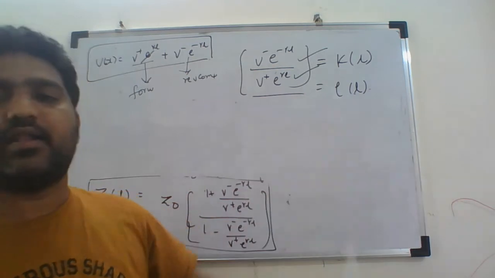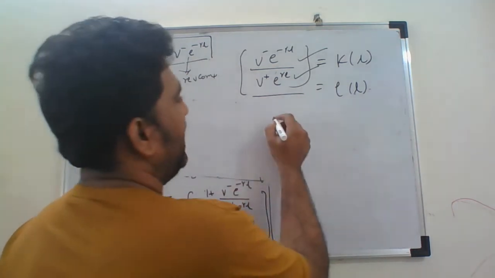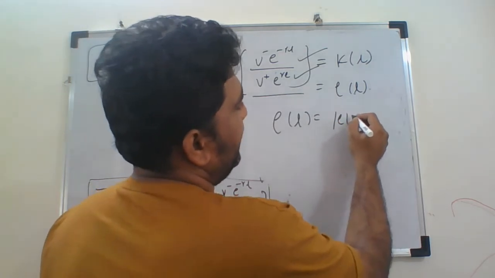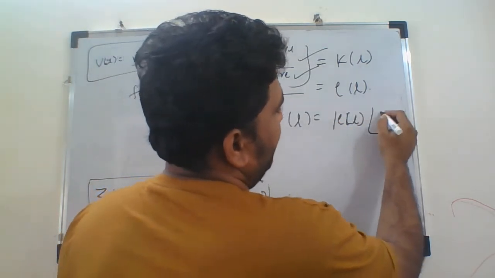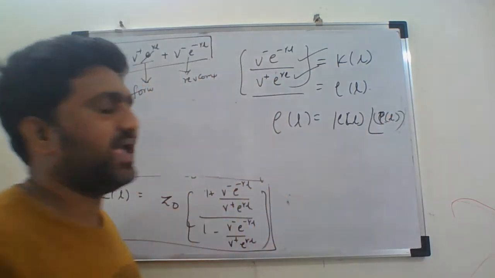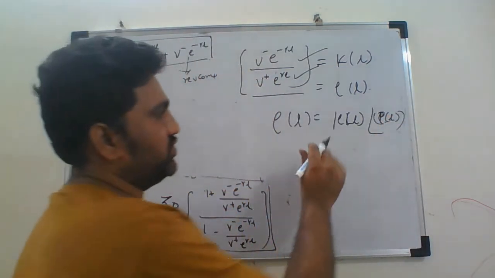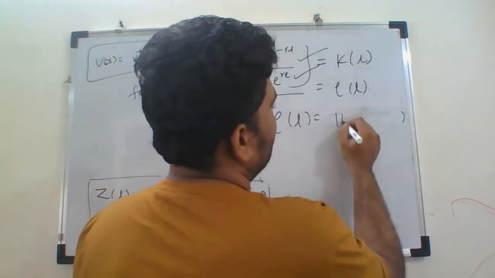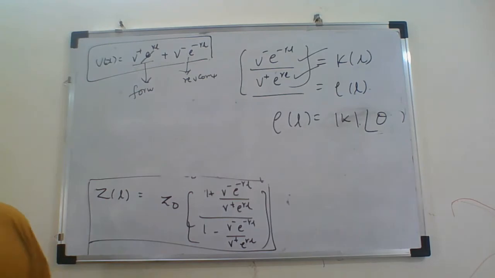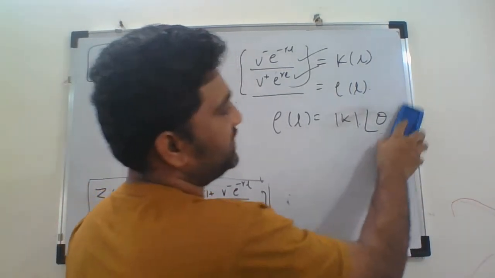Rho of L, as I told you, is a complex quantity. It has a certain magnitude and there is a phase angle associated with it. So generally we write it as modulus of K and an angle theta. Okay, so this is the reflection coefficient.